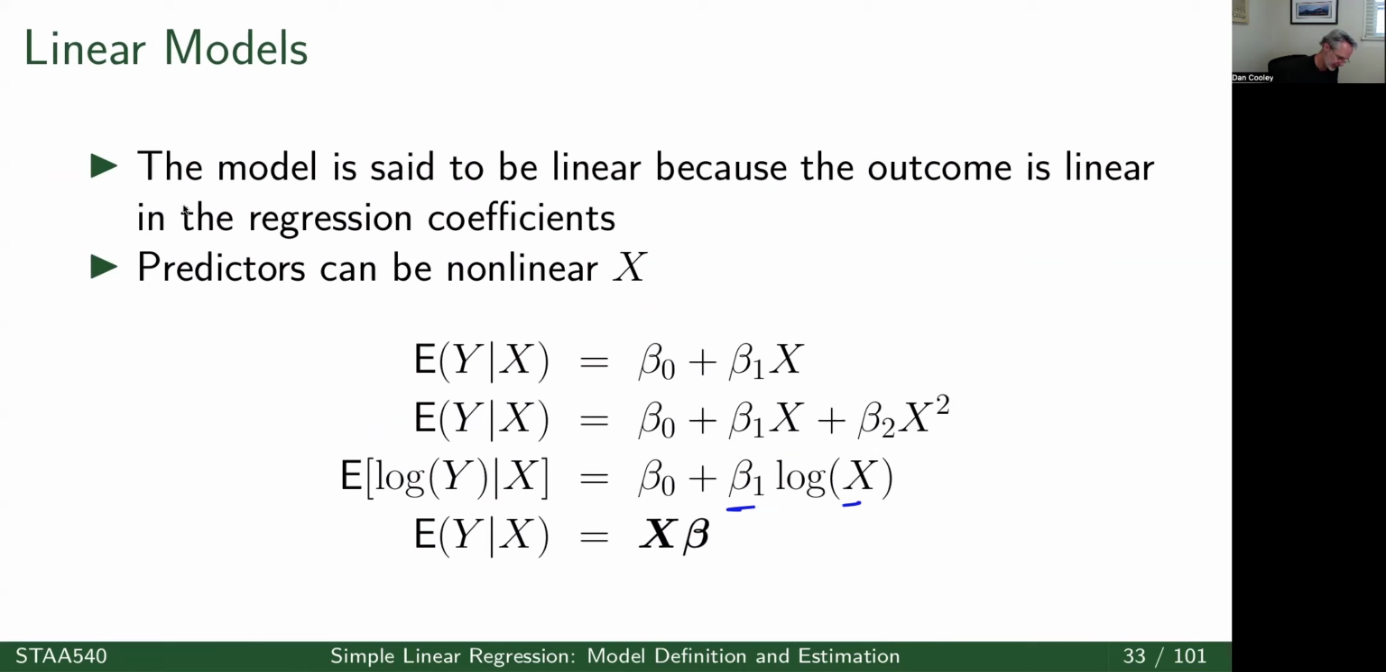And yet, what the notes are going to say is all of these are going to be statistically linear. So a model is said to be linear because the outcome is linear in the regression coefficients. I'm going to emphasize that it's statistically linear. So statistically linear doesn't mean that a meaningful plot looks like a line. It means that these models are linear in the regression coefficients.